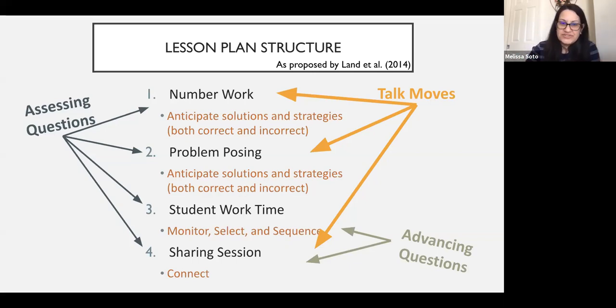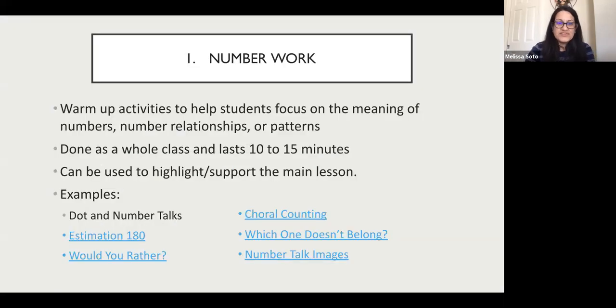I'm going to go through all of these in a little bit more detail now. So our number work, this is a warm-up activity that we engage kids in. Again, this is somewhere between 5 to 15 minutes where we're just really trying to make sure that kids are warming up, getting ready for the day. And we can use this to highlight certain aspects of the lesson, or we can just use it as a review of some number sense.